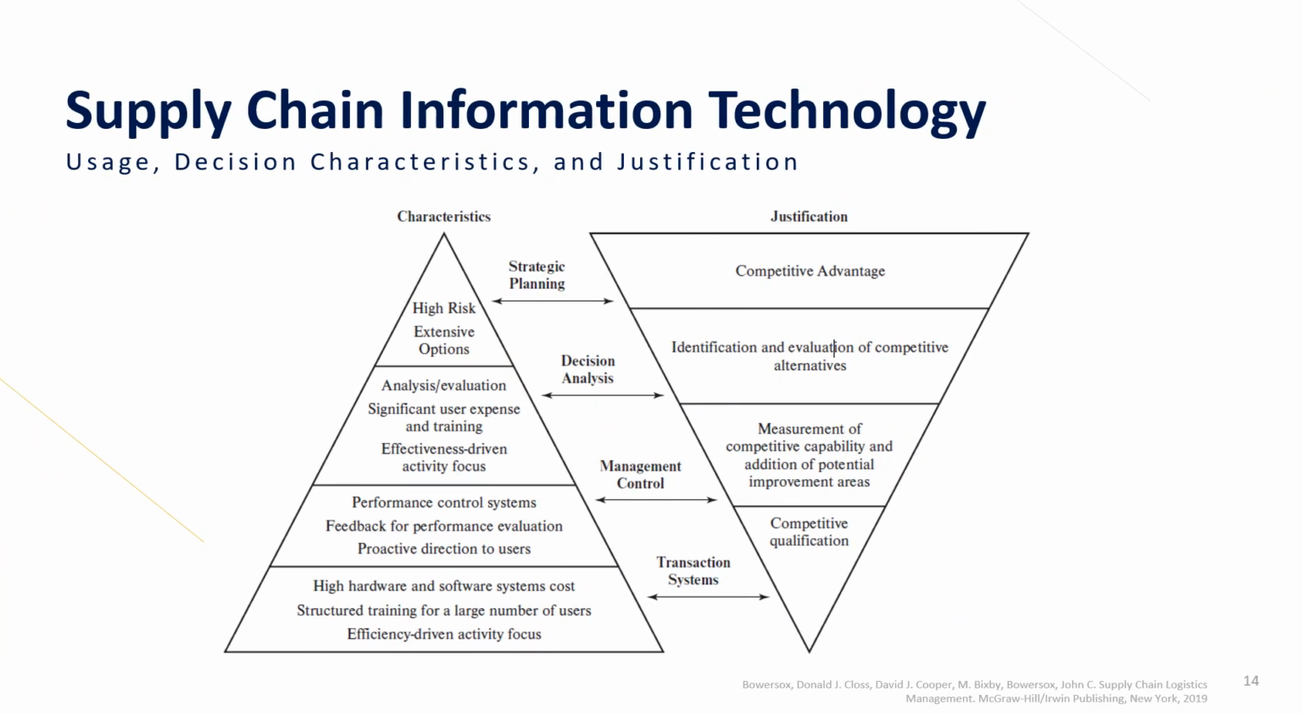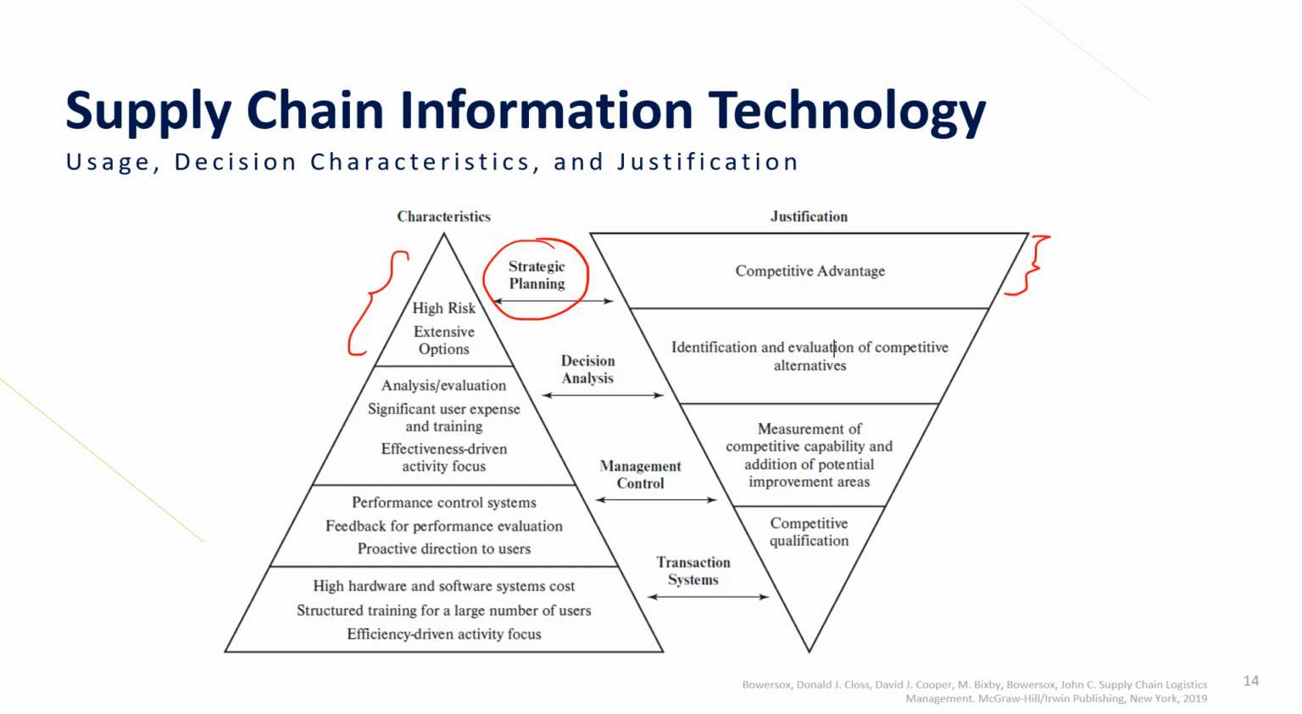Those supply chain information systems can also be depicted in terms of their usage, decision characteristics, and justifications. Here, as you can see, for example, strategic planning systems are normally characterized by a system that can help you handle high risk decisions and have extensive options. This decision is necessary because its justification is that it can help the company gain competitive advantage in the future or in the long term.